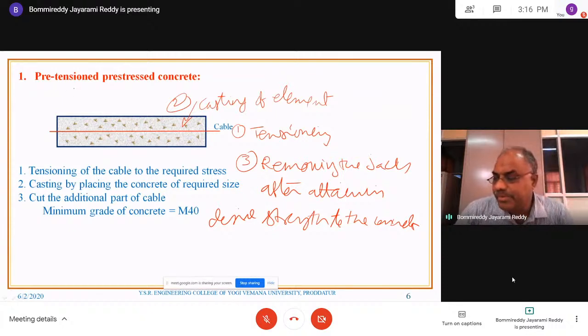So here, in case of pre-tensioned pre-stressed concrete, the bond is developed between these two as the concrete gets hardened. The minimum grade of concrete recommended as per IS 1343 is M40 for pre-tensioned concrete.